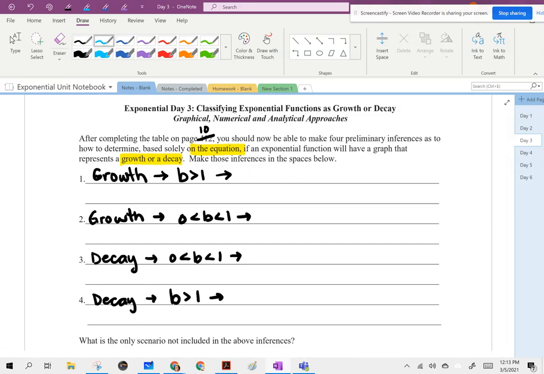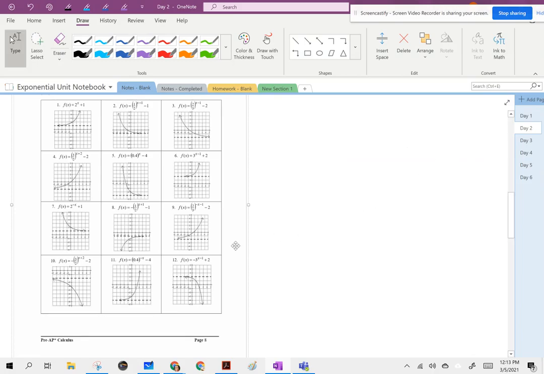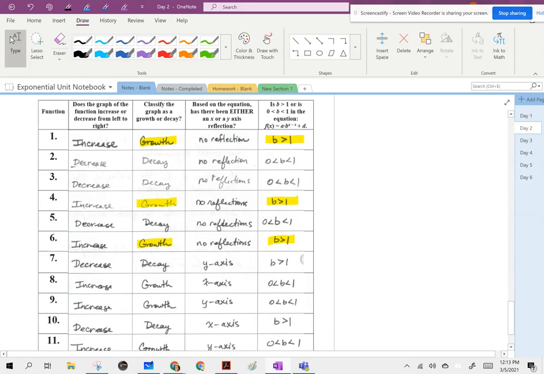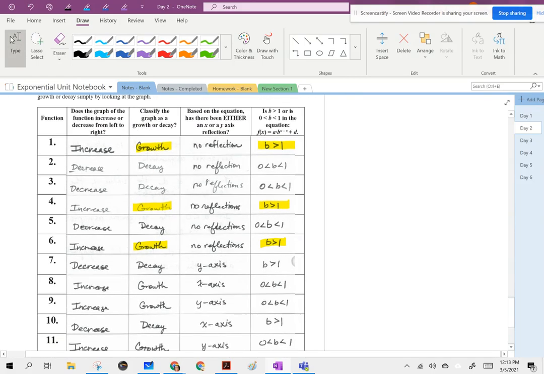the spaces below. So if we were to go back, there's 2 ways that we could have growth, and we're analyzing the b value. So either b is greater than 1 or in between 0 and 1, and the same holds true for decay, whether it's between 0 and 1 or greater than 1. So let's go back and look at growth where b is greater than 1. If we take a look at our table, you can see here that I have highlighted growth where b is greater than 1. And notice that on each one of these, there were no reflections.